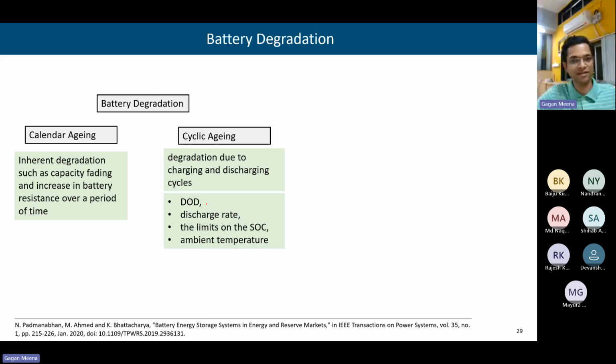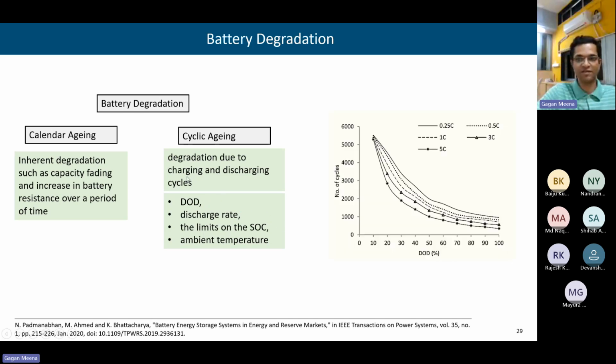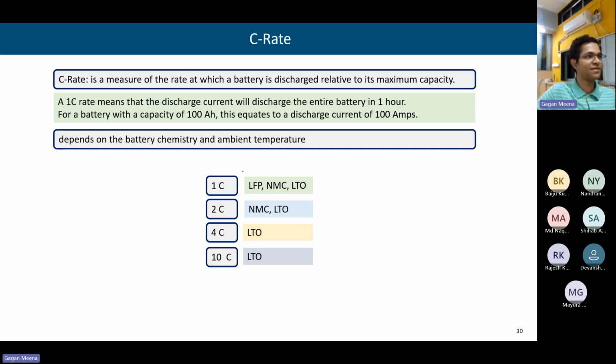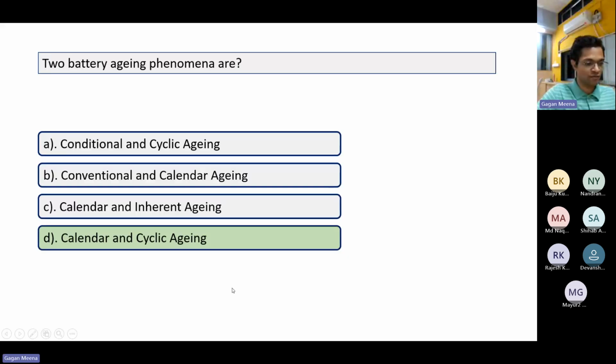So it depends upon depth of discharge, discharge rate, limits on SOC, and ambient temperature. We have already seen this curve. C rate also we have discussed. It's a measure of the rate at which the battery is discharged relative to its maximum capacity. So 1 C rate means that the discharge current will discharge the entire battery in 1 hour. And it depends upon battery chemistry and ambient temperature. LTO is the lithium ion chemistry which can provide a very high C rate. So these are the two aging phenomena, correct?